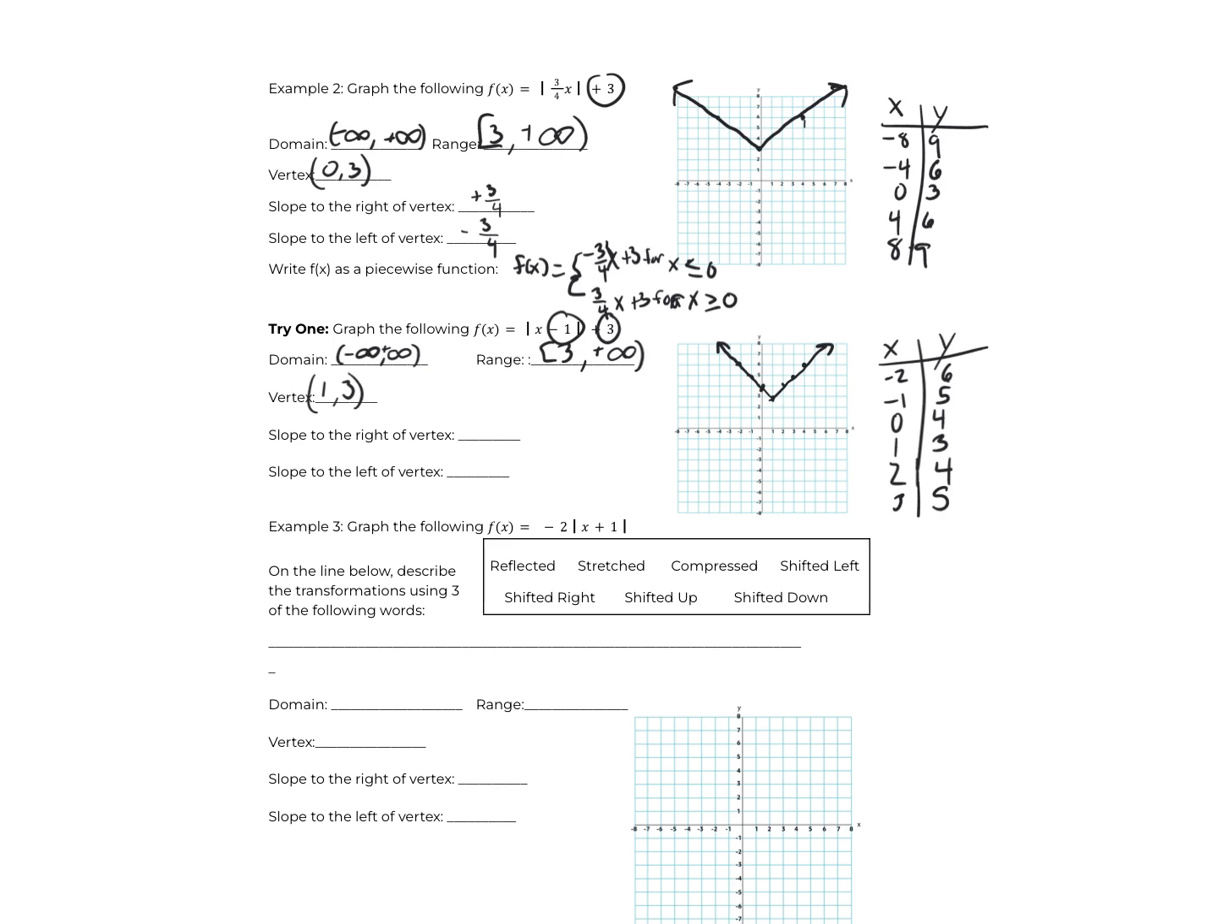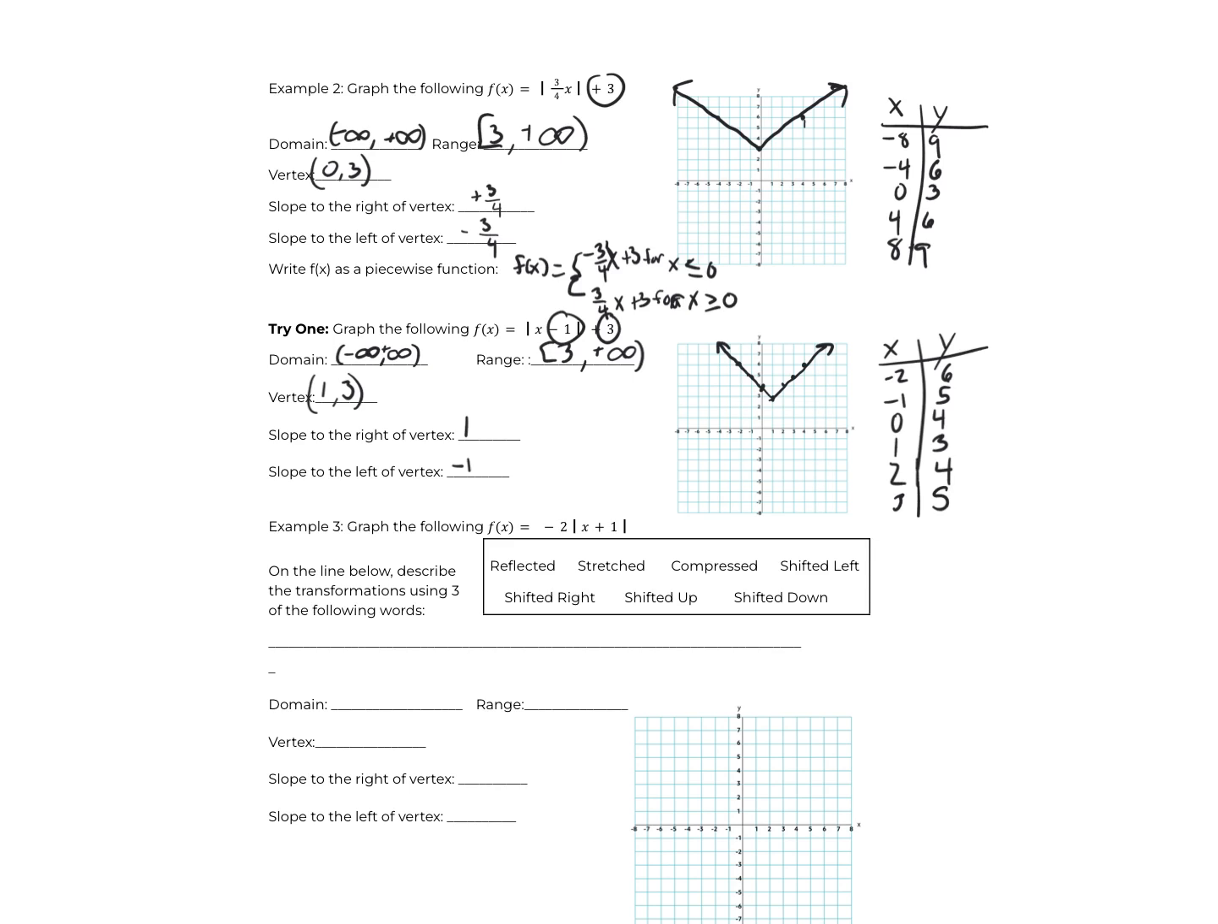So the h value, if you take the opposite of the h value, that'll give you the x value of your vertex. So if it's minus 1, it'll be positive 1. The k value, whatever that last number is after the absolute value sign, that'll give you the y value of the vertex. So the slope to the right of the vertex is going to be positive 1. The slope to the left of the vertex, it's going down by 1.